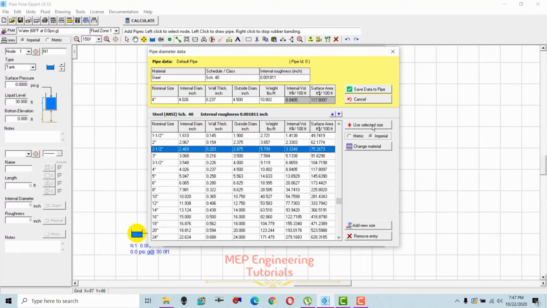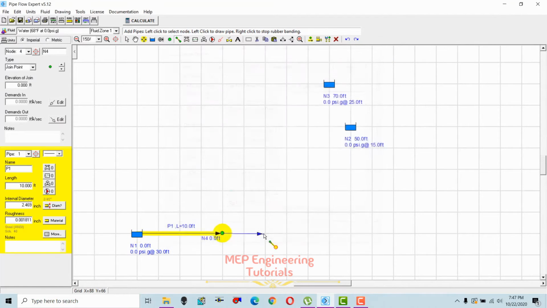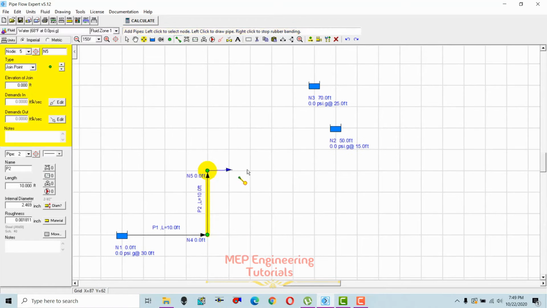If you select this use selected size, it will be changed, and you have to save the pipe, and then okay. Also, if you want to change the length of this segment, you can see that this is represented by P1. You can change the length from here. Let's say we keep this to 10 feet, and you can see the pipe diameter, we already changed this one to 2.5 inches. So let's draw more pipes.